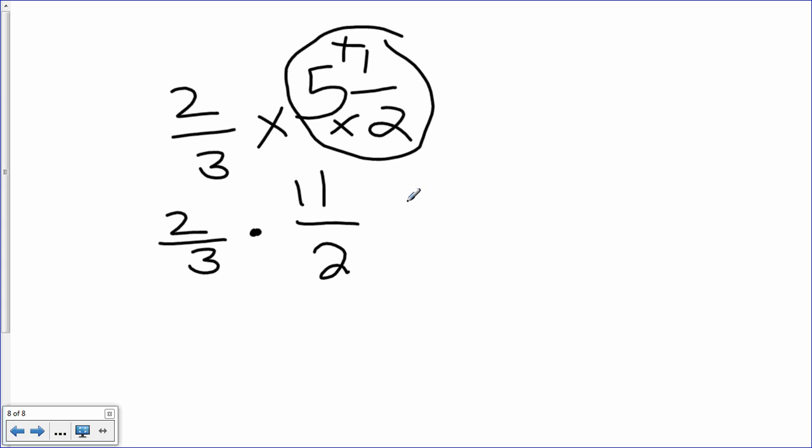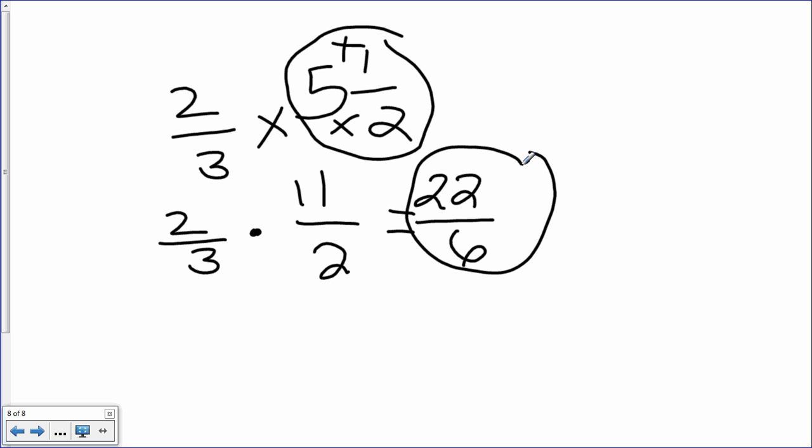Now I'm just going to multiply top times top, the bottom times the bottom. Numerator times numerator, denominator times denominator. So 2 times 11 gives me 22 over 3 times 2, which gives me 6. Now I'm going to change this back into a mixed number because we are not finished. So I'm going to ask myself, how many times does 6 go into 22? Well, I know 6 goes into 22 3 times. How much is left over? Well, 4 is left over. Then I keep the same denominator.